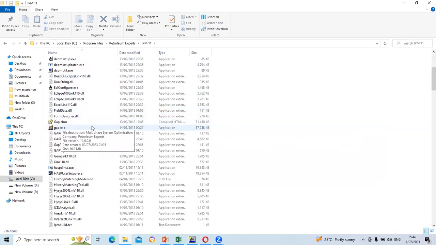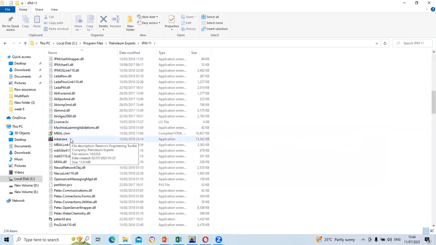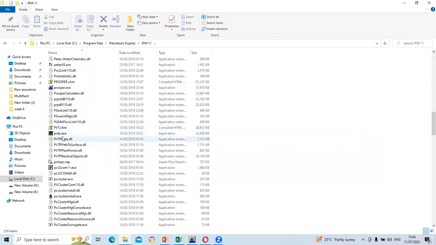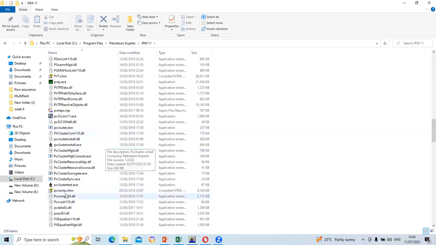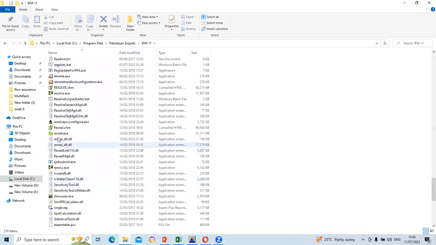We have GAP, which we are going to use. We have MBAL, which we are going to use. We have Prosper, which is what we are going to use today. We have PVTP for PVT analysis. And then for reservoir simulation, we have Reveal, and then we have Resolve. These are the 6 softwares that we have inside the IPM.